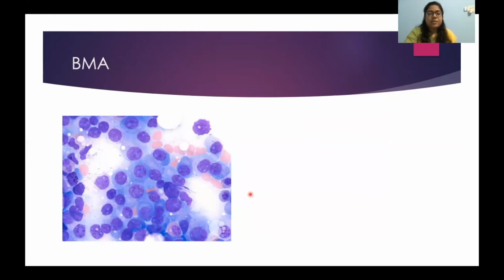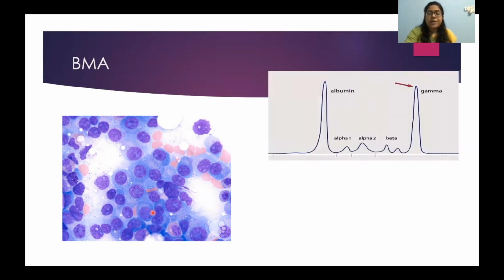Now, if a bone marrow is done, we can see that the marrow is full of plasma cells. So this is a clear-cut case of multiple myeloma. Now, how can we confirm the diagnosis further? You can go for an SPEP, where you will get the gamma peak, gamma globulin chain peak, or monoclonal gammopathy.